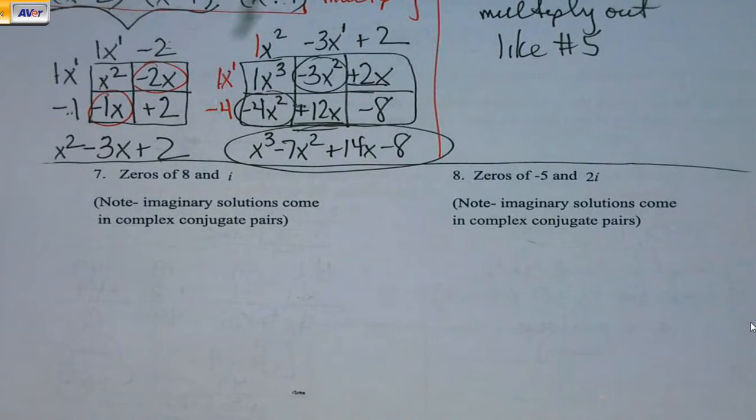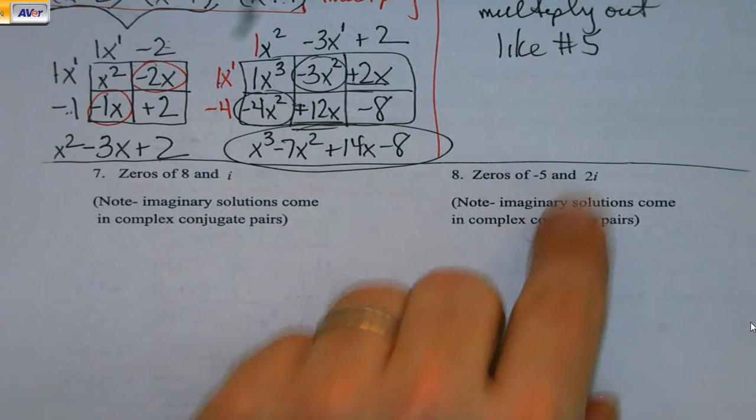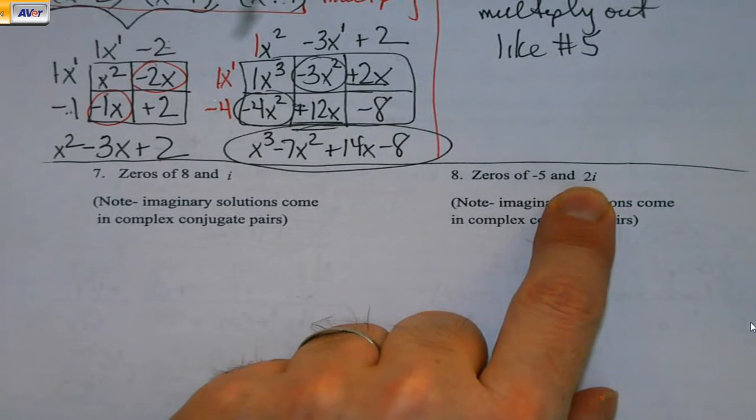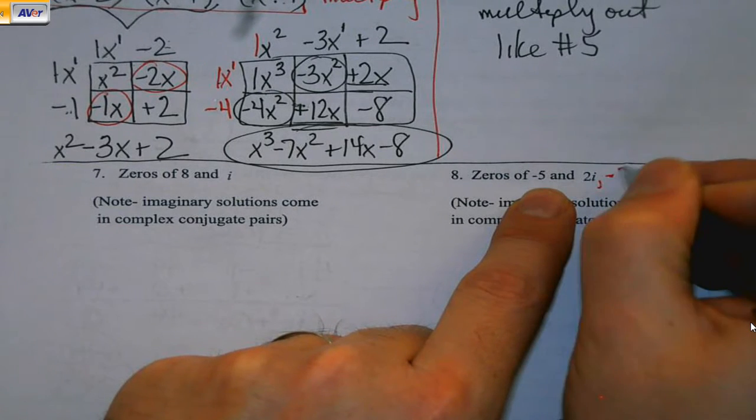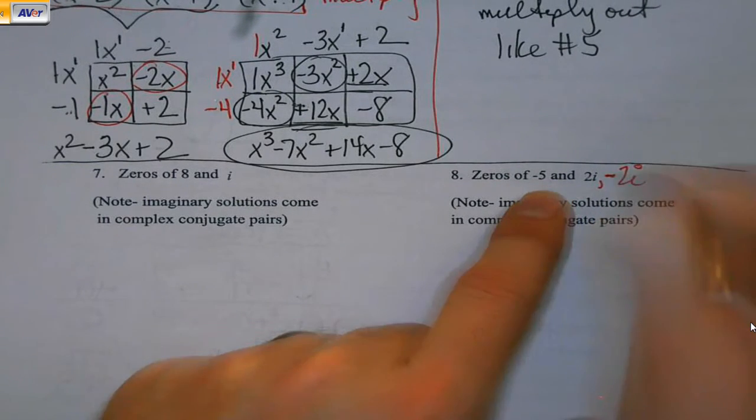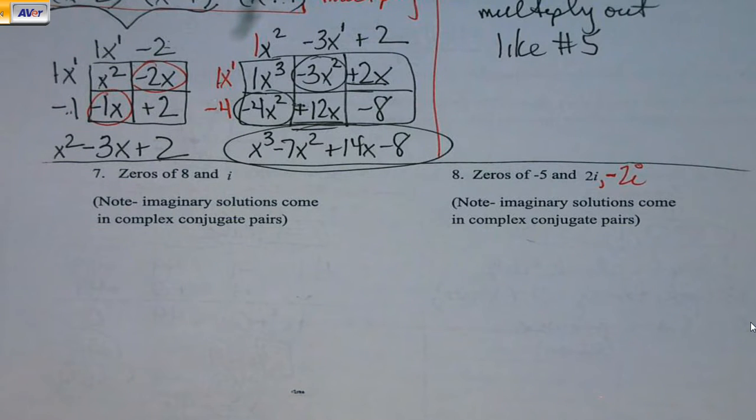Okay, so zeros of negative 5 and 2i. Okay, we've seen before, i's can be answers, so that makes sense. Note, imaginary solutions can come in complex conjugate pairs. Woo, what does that mean? That means that whenever you get an i as one of your zeros, it's assumed its negative counterpart is also one of your zeros, but they're not going to tell you.